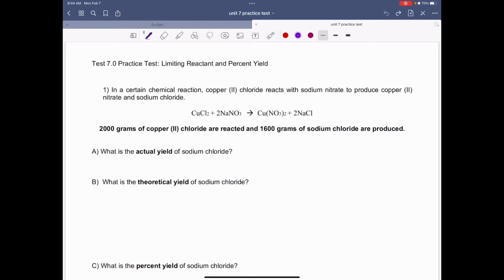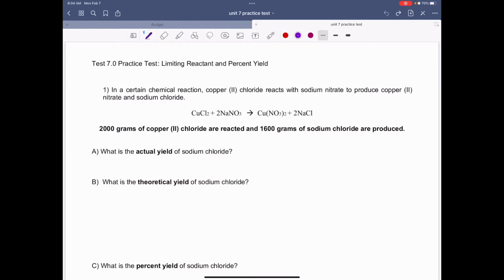Okay, here we're going to start solving questions on the practice test for Unit 7, the limiting reactant and percent yield. Number 1, in a certain chemical reaction, copper 2 chloride reacts with sodium nitrate to produce copper 2 nitrate and sodium chloride. 2,000 grams of copper 2 chloride are reacted and 1,600 grams of sodium chloride are produced. What is the actual yield of sodium chloride? What is the theoretical yield of sodium chloride? And what is the percent yield of sodium chloride?